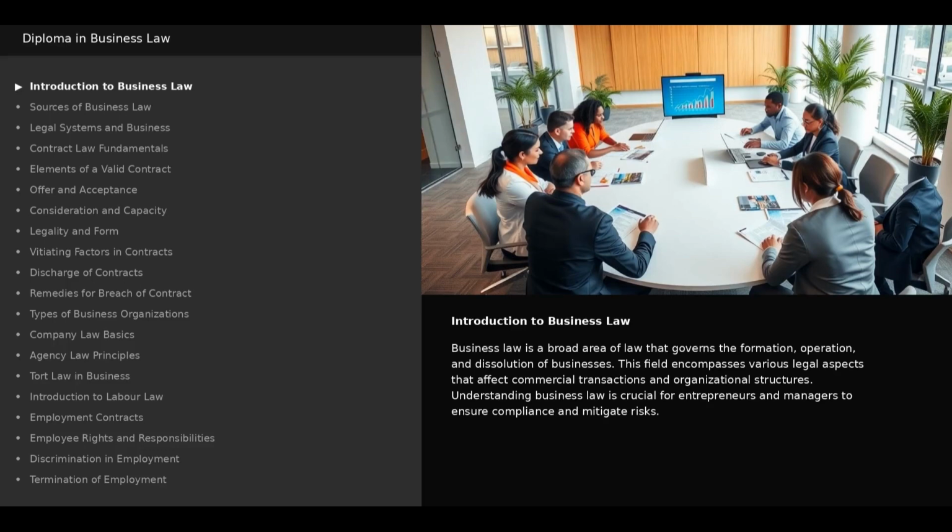Introduction to business law. Business law is a broad area of law that governs the formation, operation, and dissolution of businesses. This field encompasses various legal aspects that affect commercial transactions and organizational structures. Understanding business law is crucial for entrepreneurs and managers to ensure compliance and mitigate risks.